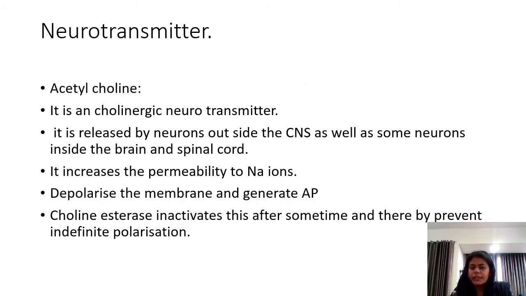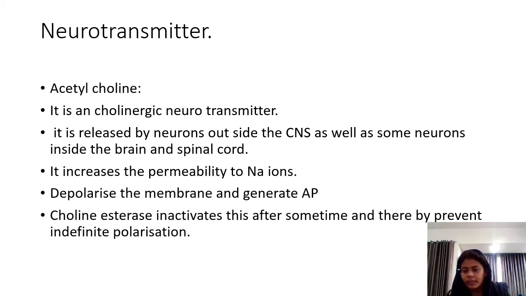Neurotransmitters, I already told you, are the chemicals which help in the chemical transmission of impulses from a presynaptic nerve ending to a postsynaptic nerve ending. Acetylcholine is a kind of neurotransmitter. It's a cholinergic neurotransmitter, and it is released by neurons outside the CNS as well as some neurons inside the brain and the spinal cord. It increases the permeability of sodium ions. That means it is excitatory, and it generates action potential by causing depolarization.